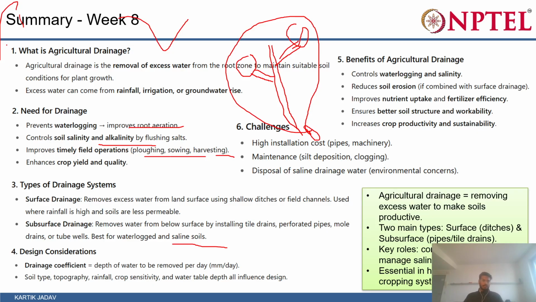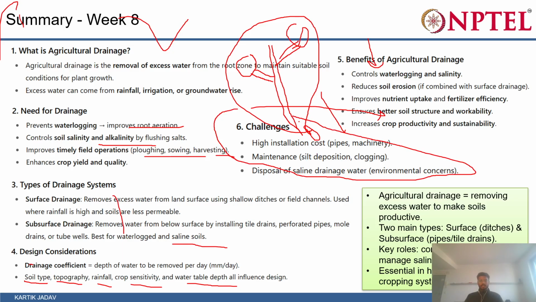And all this depends on the soil type, topography, rainfall, crop sensitivity, water table depth, and so on, right? And the benefit of agriculture drainage. So yeah, of course, what are these needs? Of course, here also, but there are certain challenges. So challenges like there is a high installation cost, specifically for subsurface drainage.